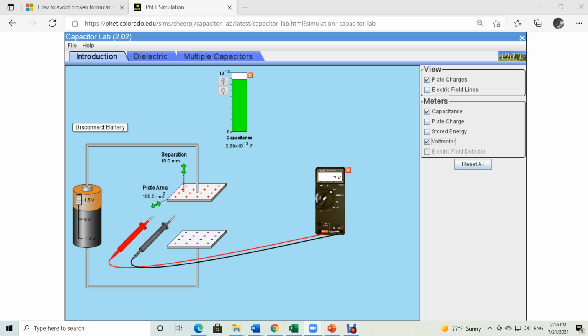Voltage is a measure of the amount of energy that a given device carries, the amount of electrical energy that a given device carries. Okay? That's how you should think in terms of voltage. The higher the voltage, the more energy a given device carries.